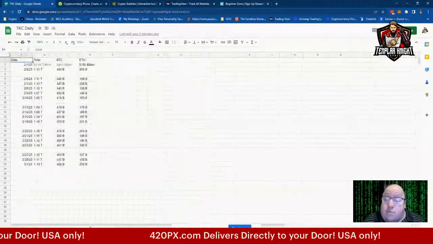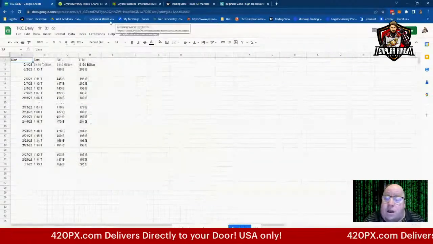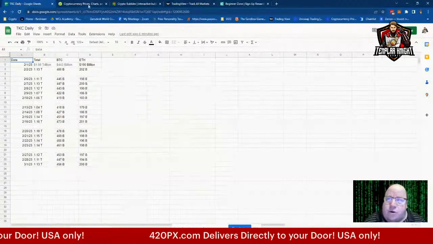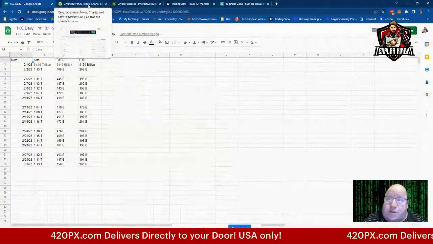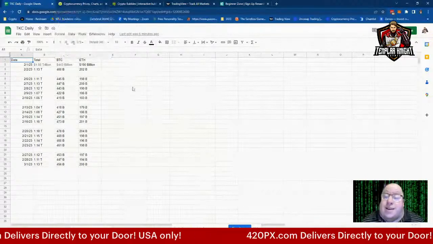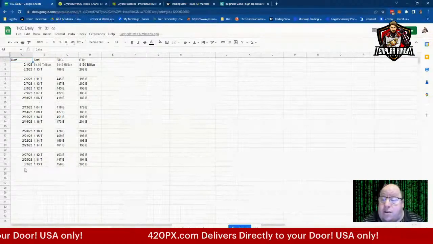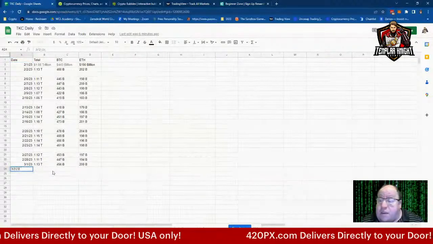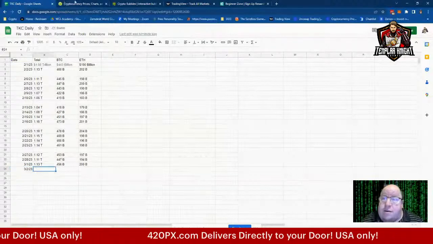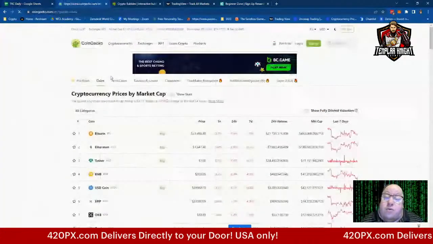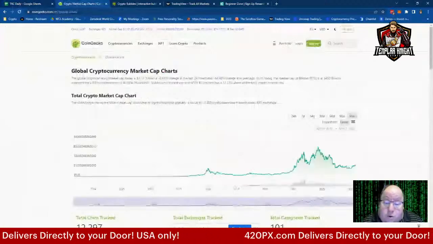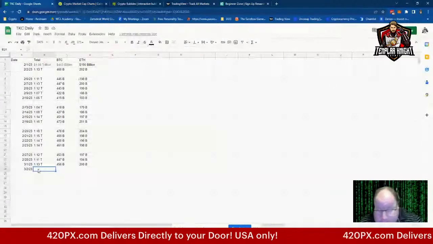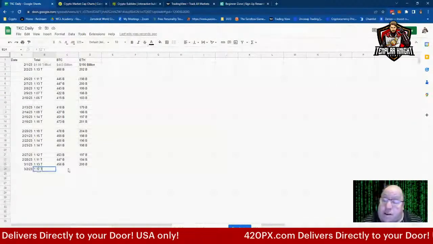Also, we're tracking the market cap. We want to know, is the money coming into the market overall? Is money coming out of the market overall? And along with our spreadsheet, we're using CoinGecko to do that. So right now, we can go ahead and get that information updated. Our market cap overall today is 1.12. So we can get that updated. So a little bit of money flowing out of the market.